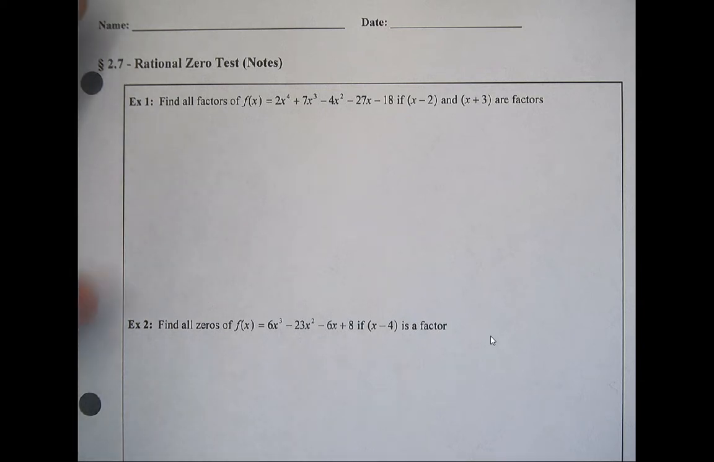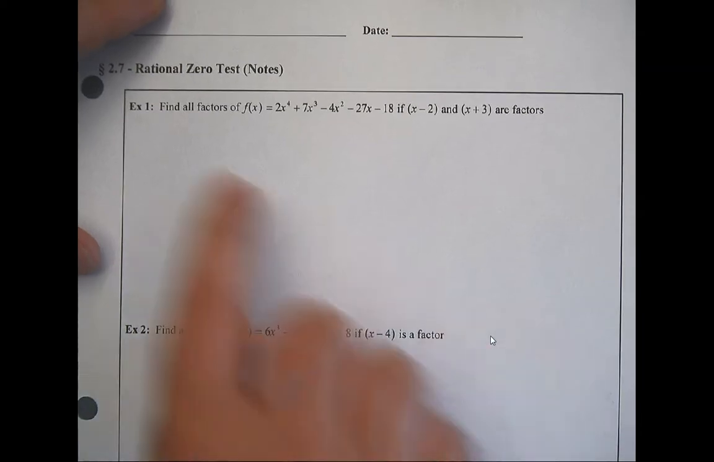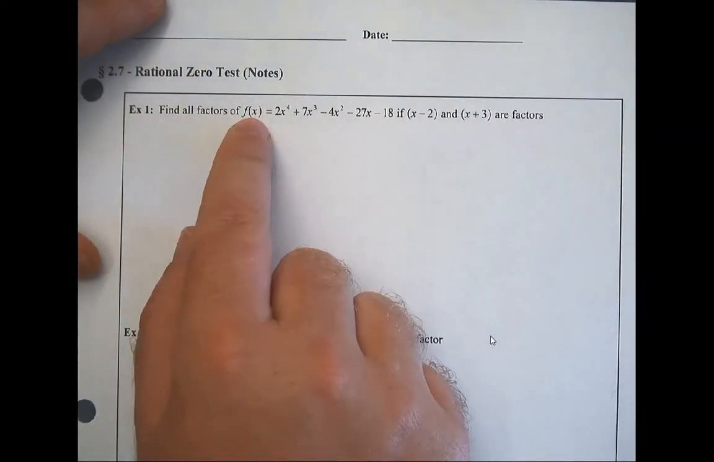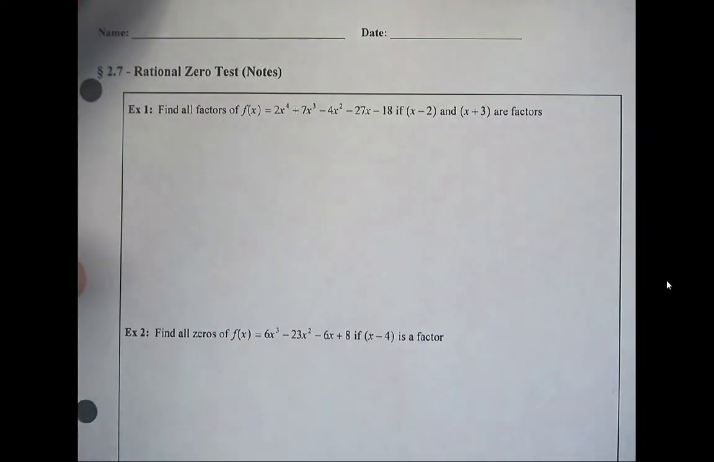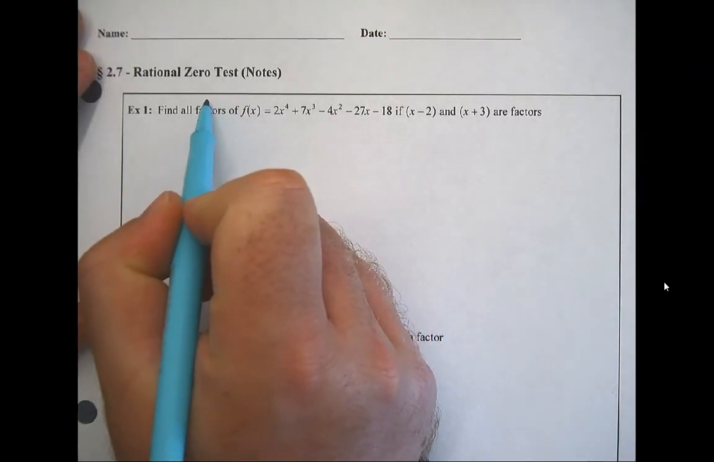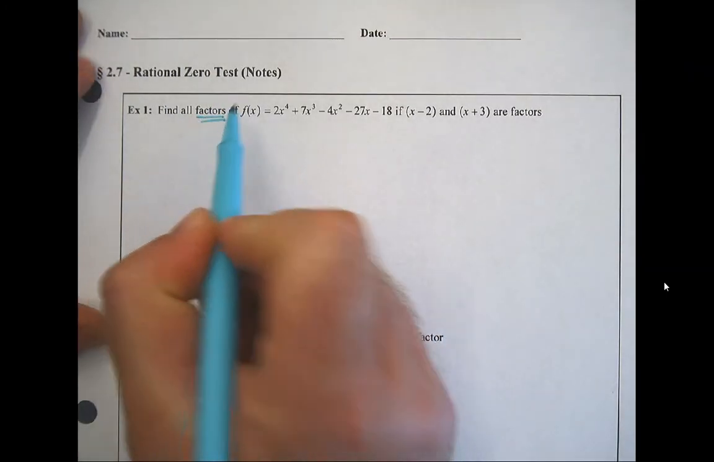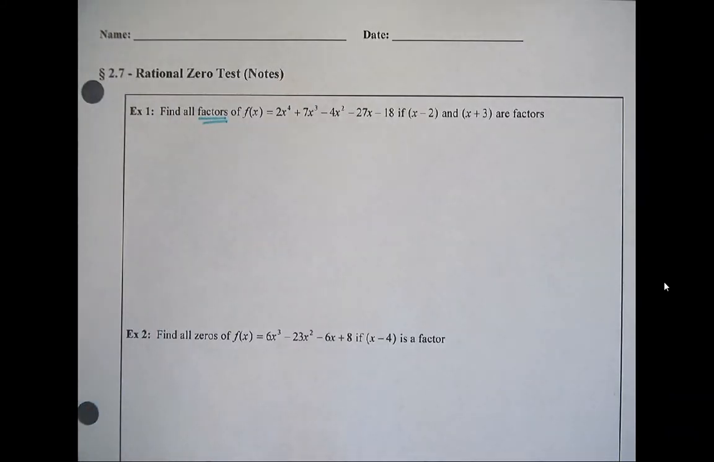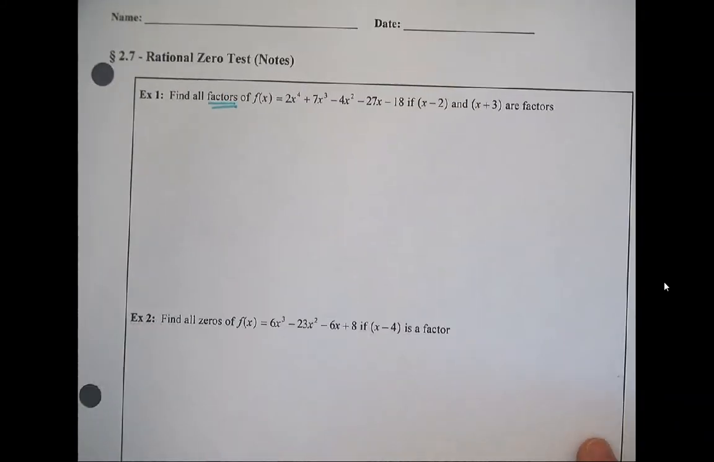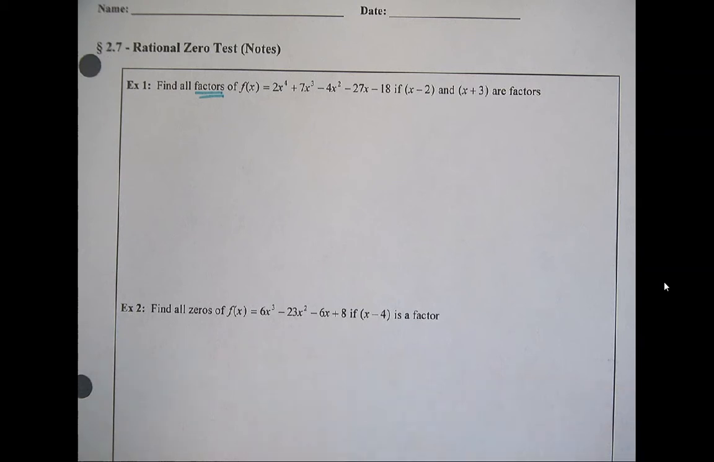Let's first review what a factor is, and then how to determine what's left over once you divide by a factor. So let's review that. A factor is something that goes into something else. For instance, the number 2 is a factor of the number 12, because 2 divides into 12 with a remainder of 0. That's what we consider a factor.